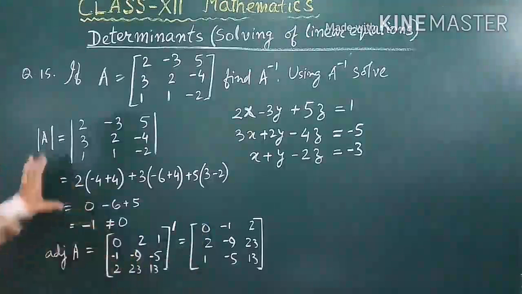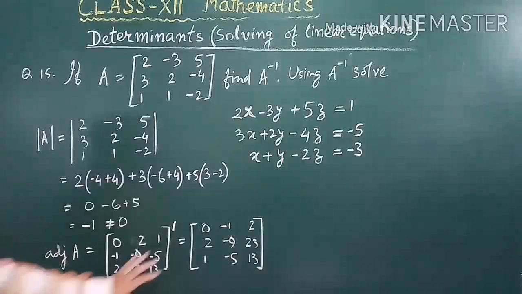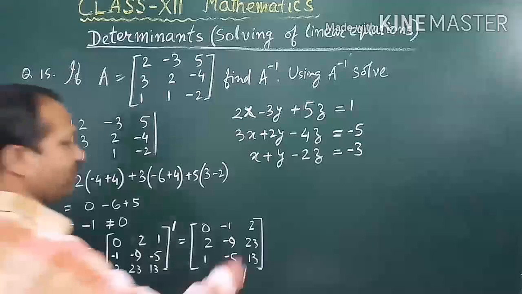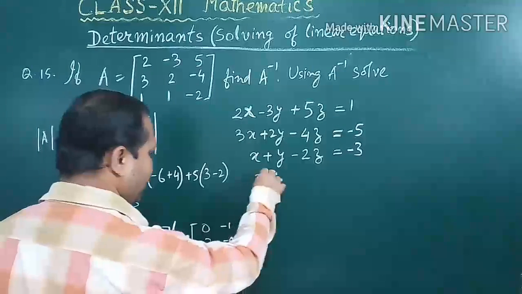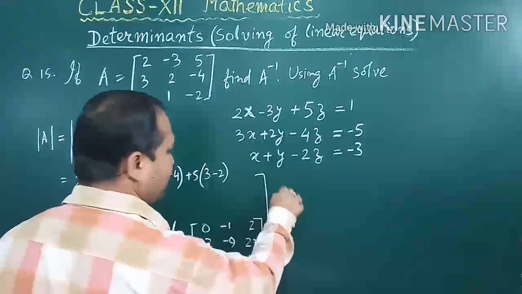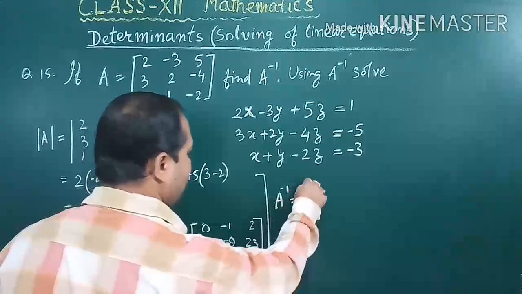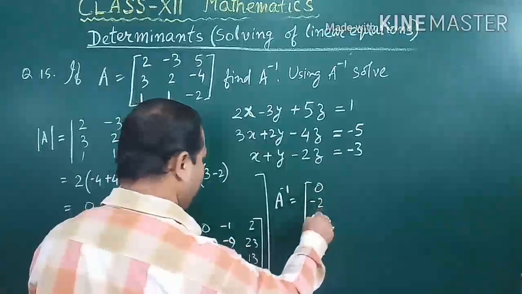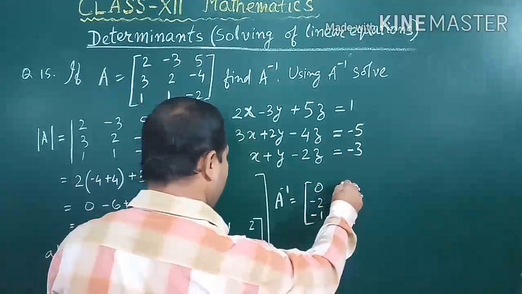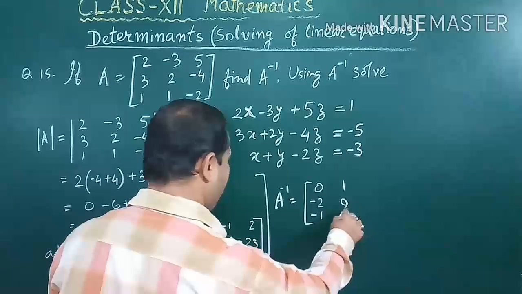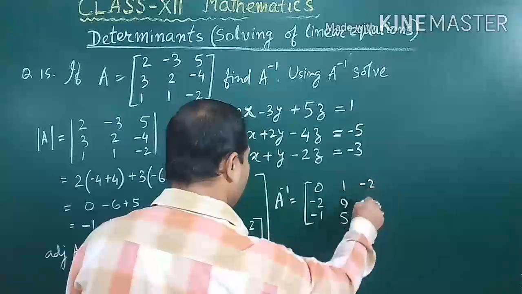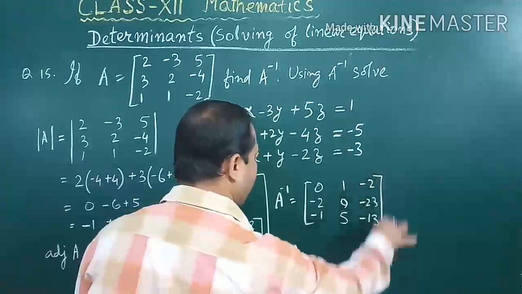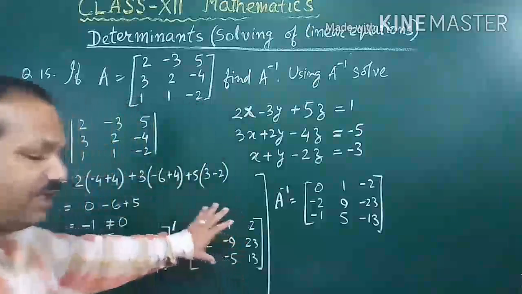Now we will find what is A inverse. A inverse will be minus 1 times the adjoint, meaning only the sign will change. So A inverse is equal to, only sign change, 0, minus 2, minus 1, 1, 9, 5, minus 2, minus 23 and minus 30. So this is the A inverse. Okay.